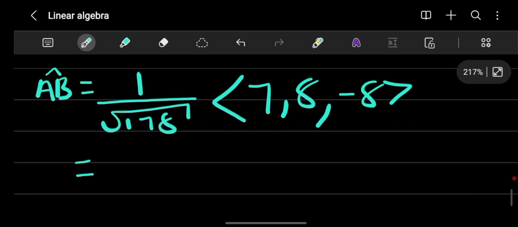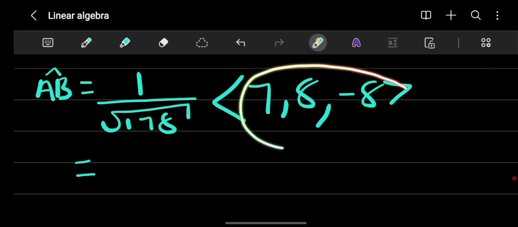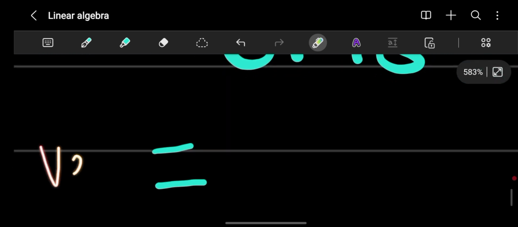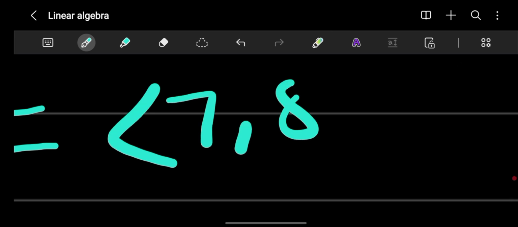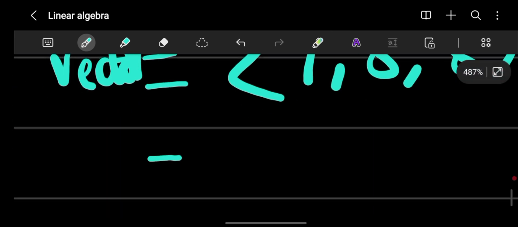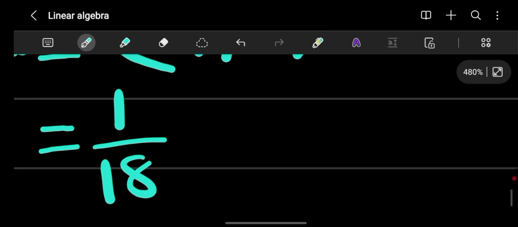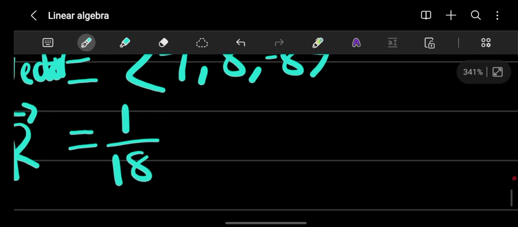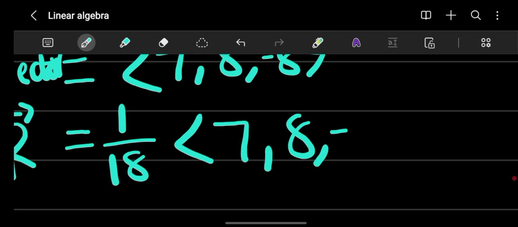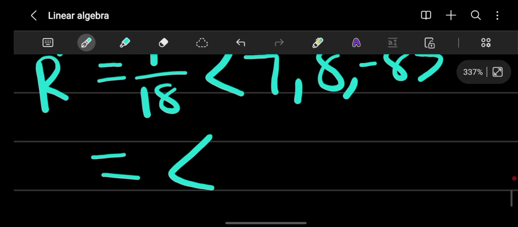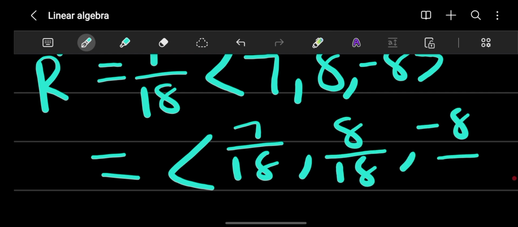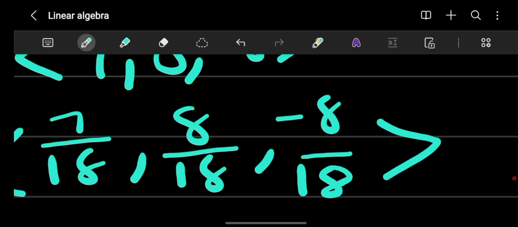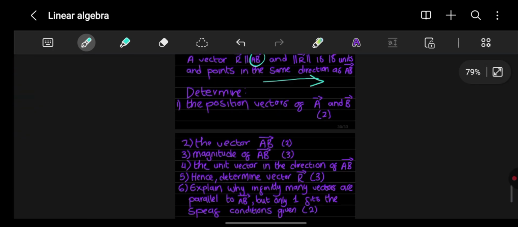So what I'm going to do now is check if I have a common vector here, which I don't. So we have a vector that's parallel to both, which is the 7, 8, negative 8. So R would be 1 over 18, and then we have the 7, 8, negative 8. That's 7 over 18, 8 over 18, and negative 8 over 18. And obviously, if they can be simplified, do try to simplify your answers, right?